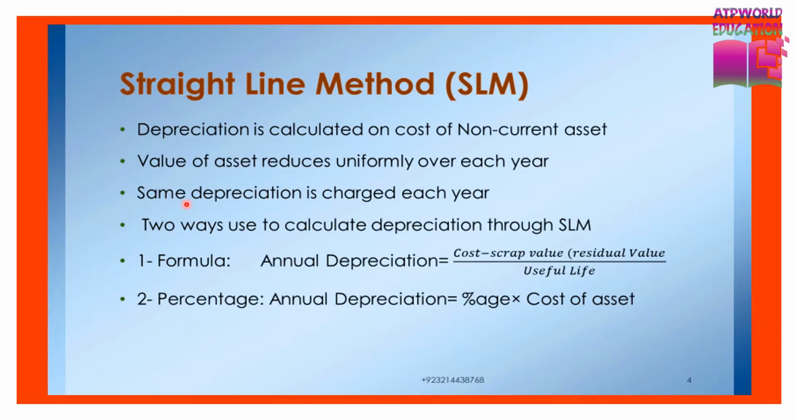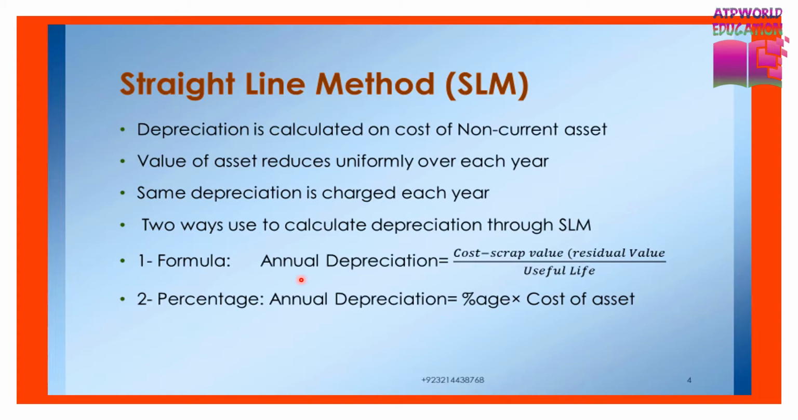In first year, if you calculate 1000 depreciation, then in second, third, fourth, fifth year, each year you will charge 1000 as a depreciation. There are two ways of calculating depreciation under the straight line method. First is formula. In the formula, we use a specific formula to calculate annual depreciation, which is equal to cost minus scrap value or residual value over useful life. This formula will provide you the annual depreciation under the SLM.